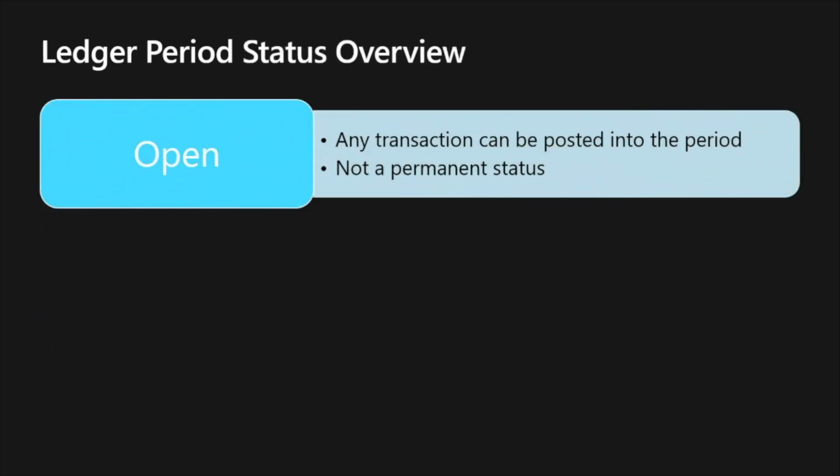So I mentioned the various statuses, or some of the statuses, on the previous slide, but I want to take a closer look at those statuses. Starting with open. Again, open periods are periods that you can actively post a transaction into. This status is not permanent, and you can change the status back and forth between on hold and open as needed. If a period is open, you can put specific modules within that period on hold.